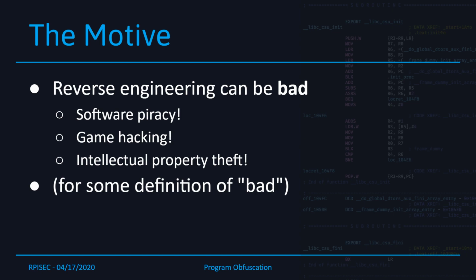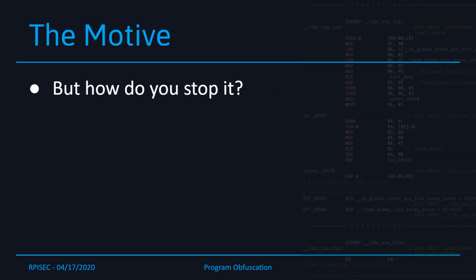And then more in the corporate world, you might be worried about intellectual property. If you have some secret technique that you really don't want your competitors to know about, you don't want them to find that out. And so these are all bad for some definition of badness. So that raises the question, how do we stop this?